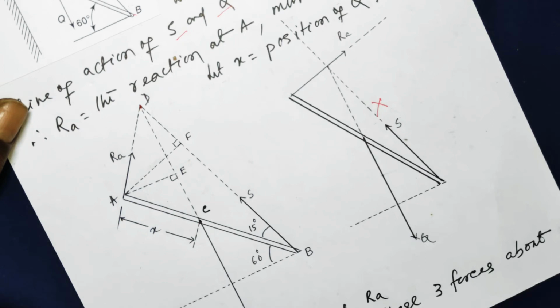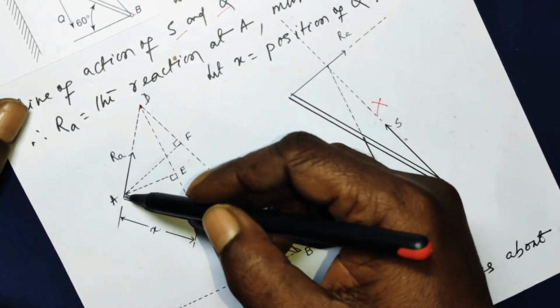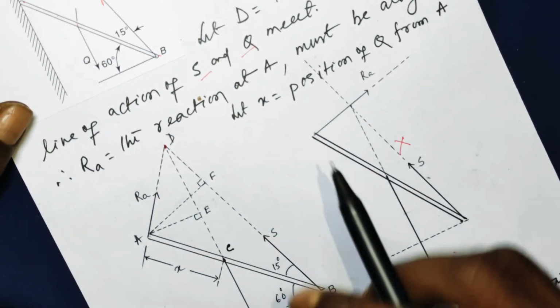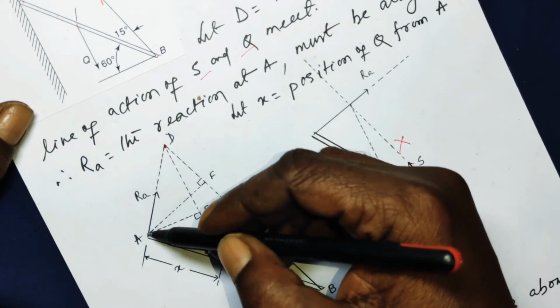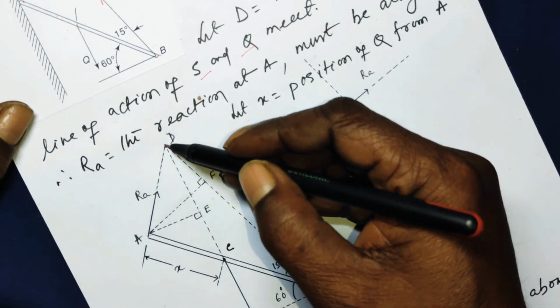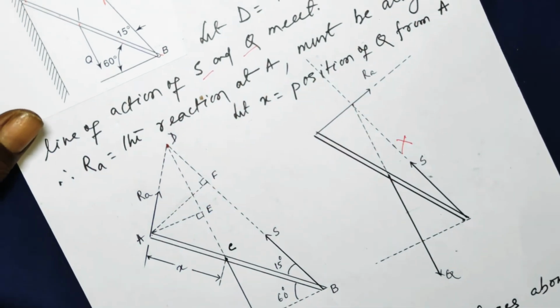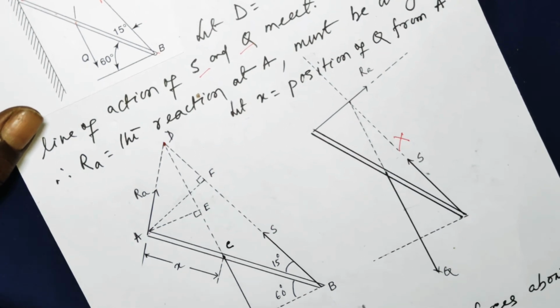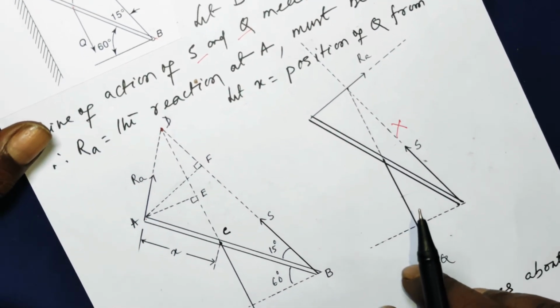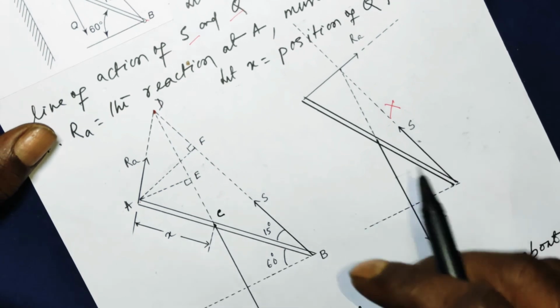So we are left with another force, the reaction force at A, that is RA. RA, when produced, must pass through the same point, because that was the condition for equilibrium. They have to pass through the same point. So what extra thing have I drawn here?